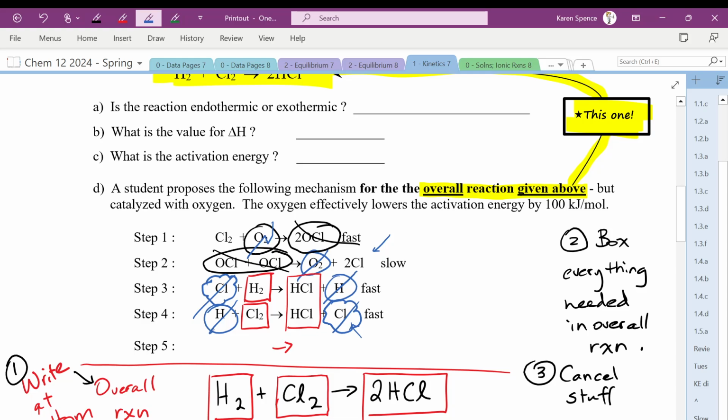So the only things I'm left with now are Cl2, and I don't want another Cl2 down there, right? Because I've already got this Cl2, which is this one. So this Cl2 that I'm highlighting needs to get canceled. Otherwise, I'll end up with 2 Cl2 in the reaction. So I need to put it over here so that it will cancel out. Yes.